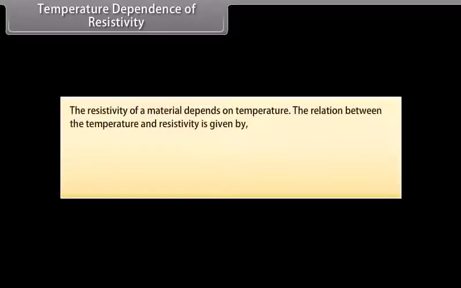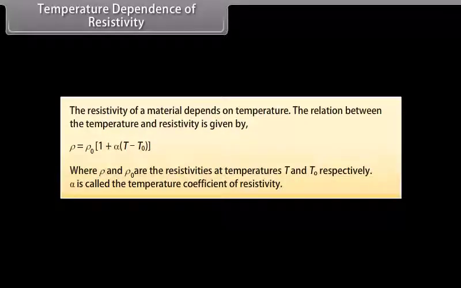Temperature dependence of resistivity. The resistivity of a material depends on temperature. The relation between the temperature and resistivity is given by rho = rho naught [1 + alpha (T − T naught)], where rho and rho naught are the resistivity at temperatures T and T naught respectively. Alpha is called the temperature coefficient of resistivity.